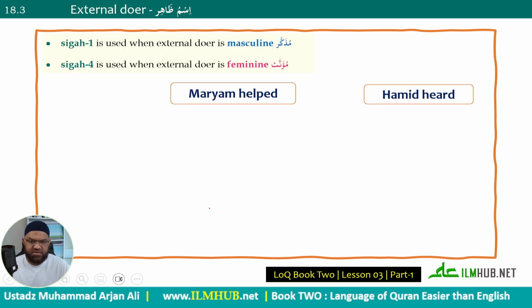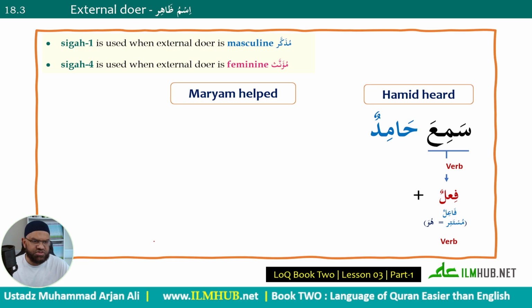So to explain the 2 points about the gender matching within the verb, what we do is Sami'a Hamidun. Hamid heard. Sami'a Hamidun. If I want to say that, of course, I've got my verb, and I've also got my doer already, which is mustatir huwa.